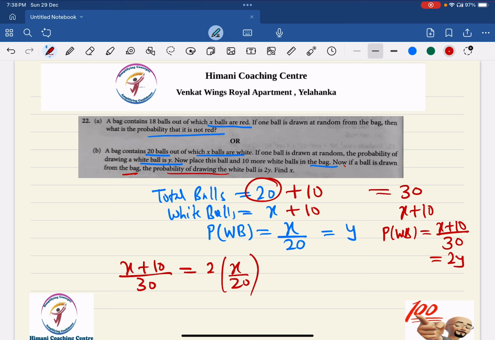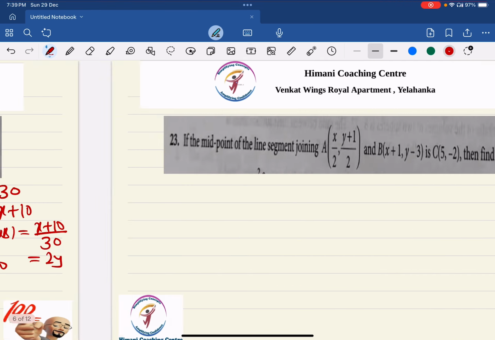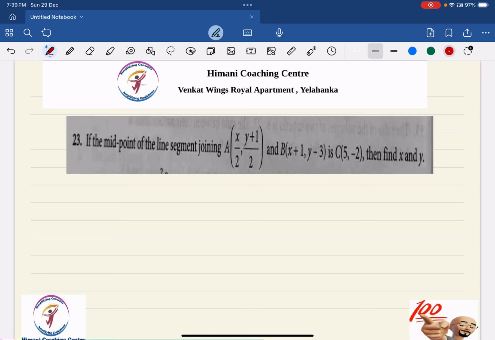Now we just have to solve it. So what will happen? So you have 30 times 2x, which is 60x, 20 times x plus 10, which is 20x plus 200. So 60x minus 20x equals 200. Okay. So which gives us 40x equals 200 and x equals 200 by 40, which is 5. So we had to find x. So that is the answer. Okay. Now let's move to the next question.